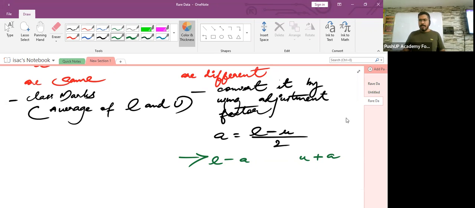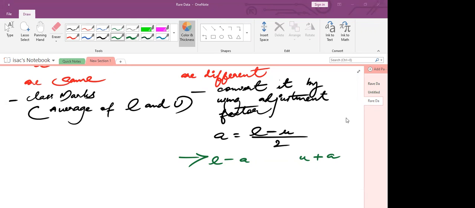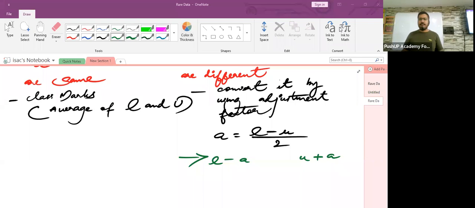Is it clear? If we subtract the upper limit from the lower limit, then the answer can come in negative. No problem in doing that. Note it down.